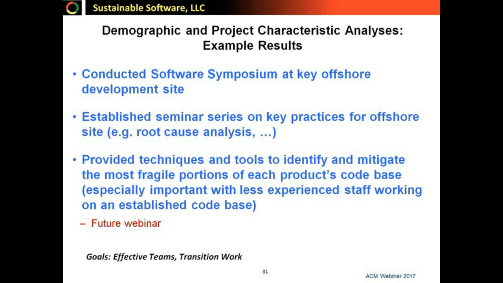Now, this is really important for teams that have inherited a code base and who are not experts on that code base. It gave them some insight into their code base and also some help in figuring out how to best make changes to those fragile portions. I think you'd find this work interesting and useful, and actually we are planning to have a webinar on this topic later in the year.